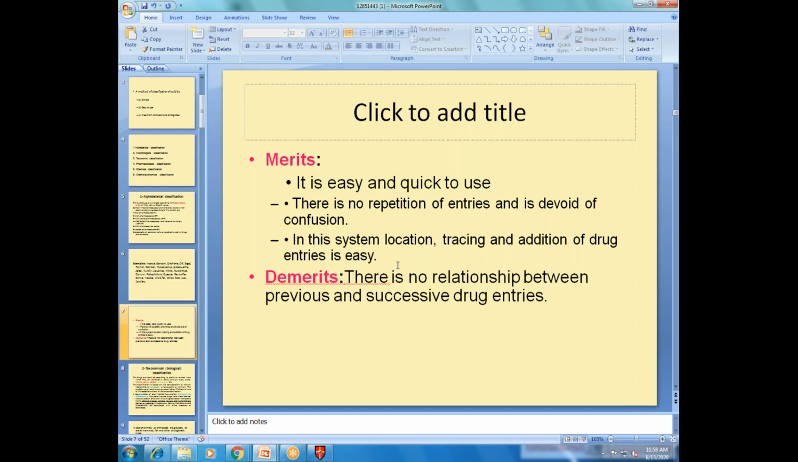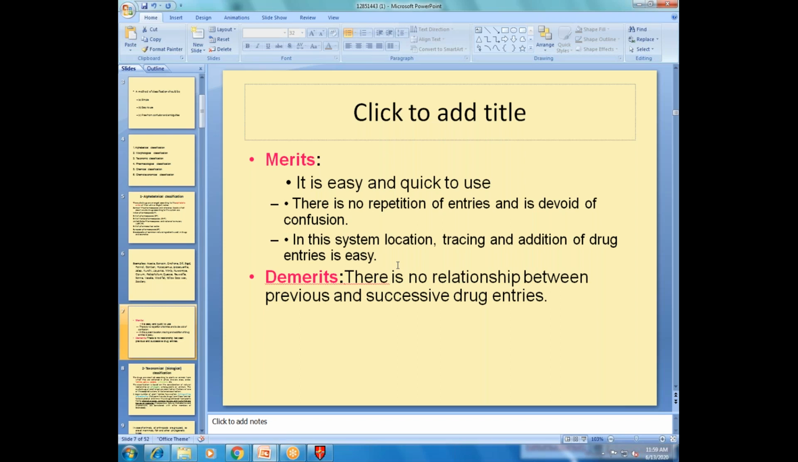The only demerit is that there is no relationship between the previous and the successive drug entries. When you study the other classifications, you will come to know what relation we are talking about. It is like a male or female name that we just enter in the attendance register. We are not dividing who is male and who is female. If I divide male and female, I would come to know in a fraction of a second how many males and females are in my class. But no, I will never come to know unless somebody says so. It is very difficult to make out from the names alone whether it's a male or female.